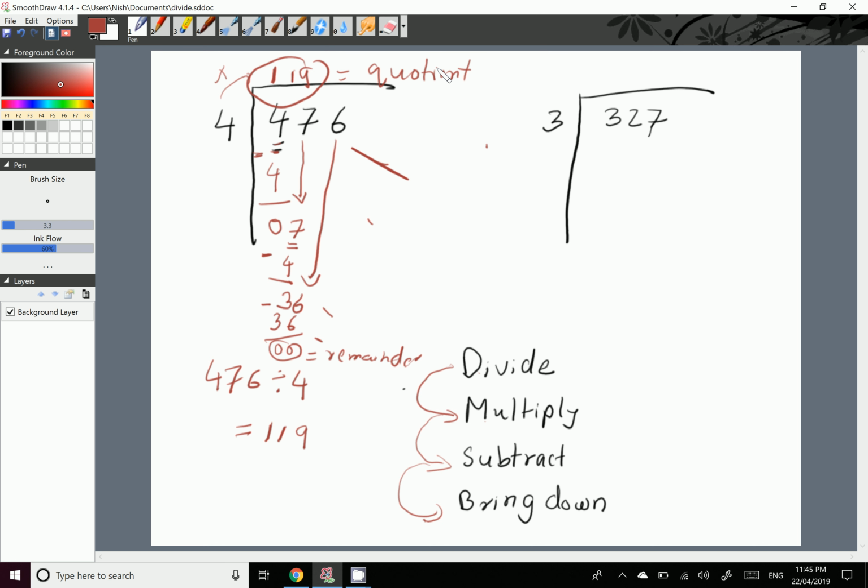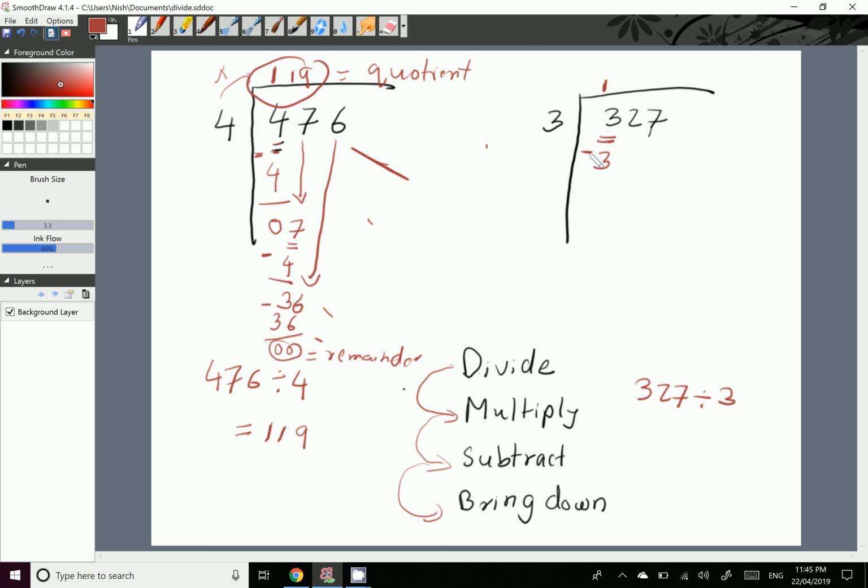Now let's go through the next example here. The next example here was 327 divided by 3. Again, we'll start with one digit at a time. The digit is 3. Is 3 equal or greater than the number you're trying to divide by? Yes, it is. So 3 is equal to 3. So again, we do 3 times 1 is 3.